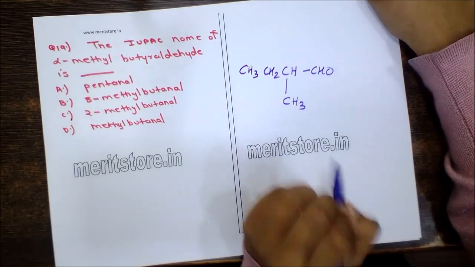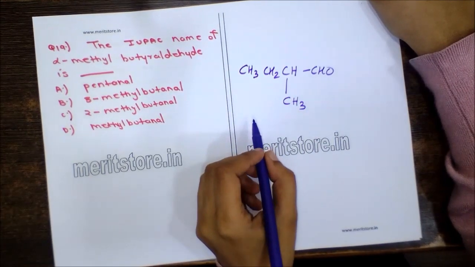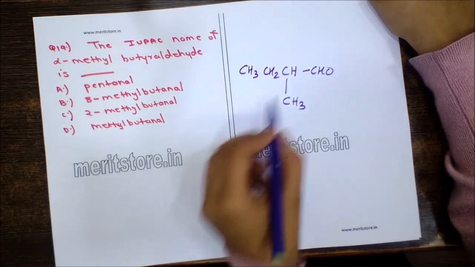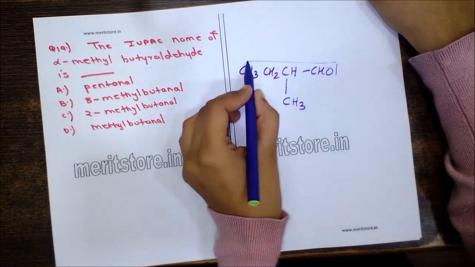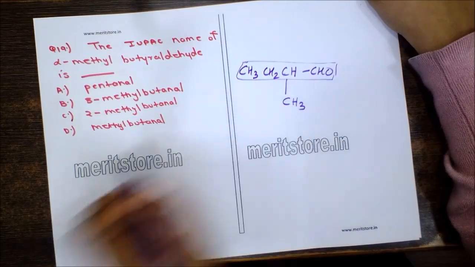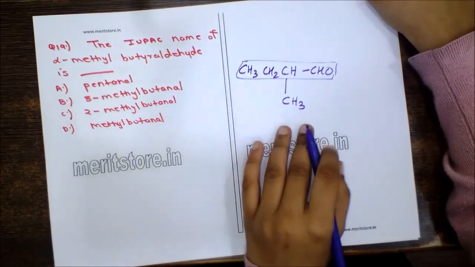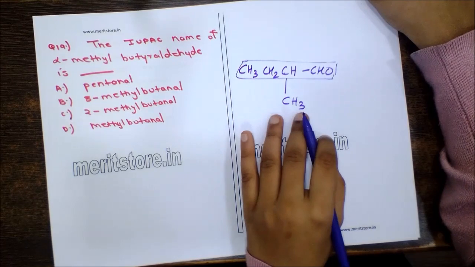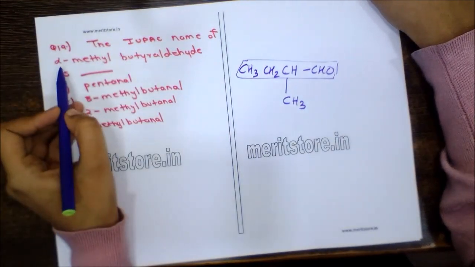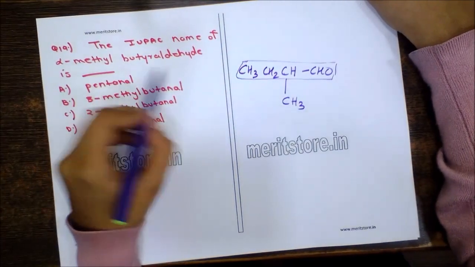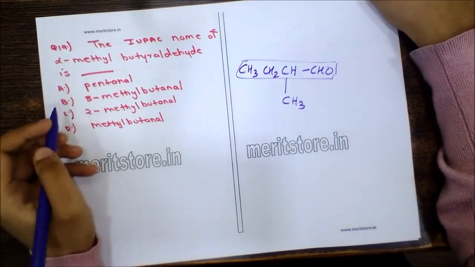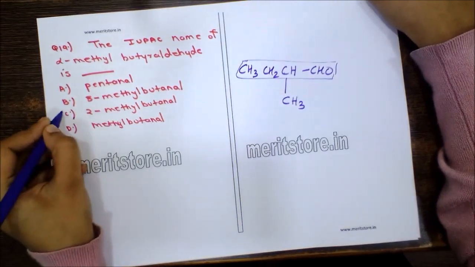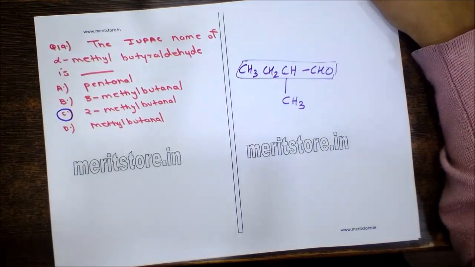This is my CH3. So this is 2-methyl-butanal. On the second carbon, I have a methyl. And it's a butanal. Why? Because the longest chain contains 4 carbons. This 2-methyl-butanal is also known as alpha methyl butraldehyde in its common form. So the IUPAC name is 2-methyl-butanal. Option C is my correct answer.